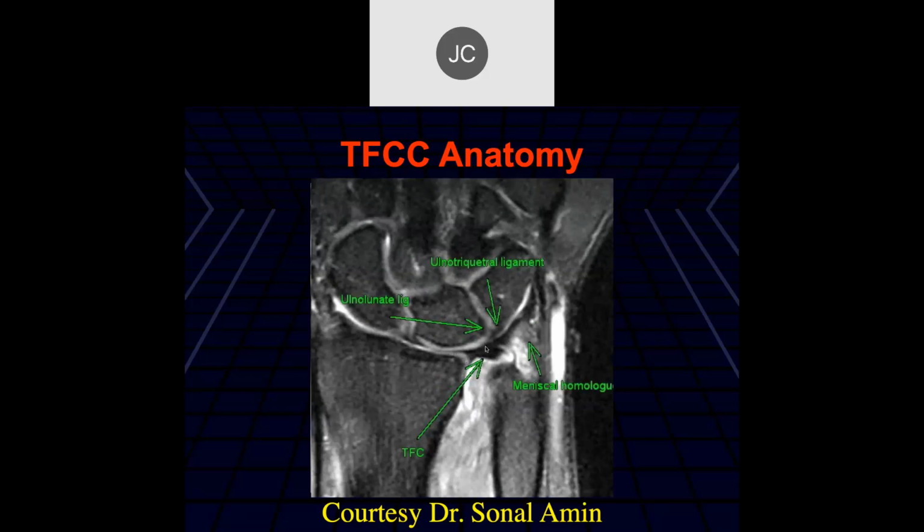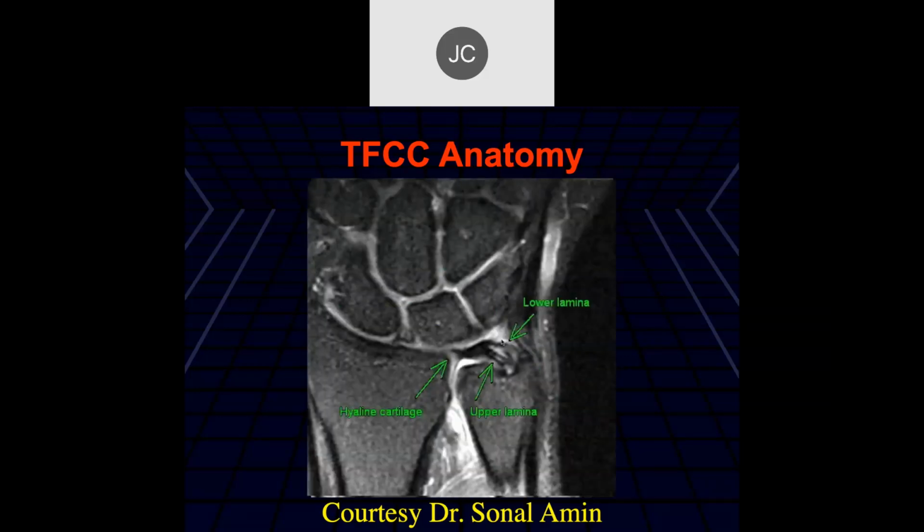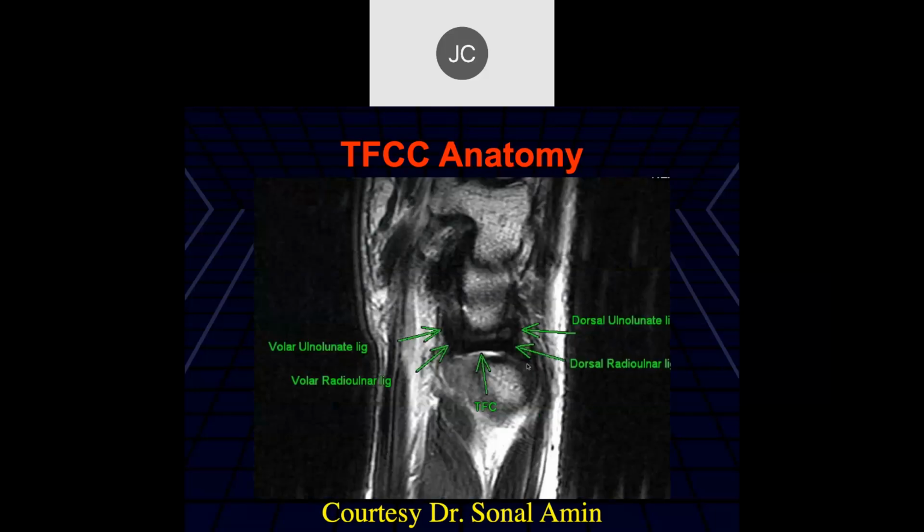There you can see the articular cartilage and the attachment of the triangular fibrocartilage to the articular cartilage. Here we can better see the ulnar triquetral ligament extending here, the meniscal homologue coming up through here, and we're not quite to the point where we can see the upper and lower lamina. And then here we can see more midline as far as the disc is concerned. There is hyaline cartilage where it attaches to the radius, and then we have the lower and upper lamina at their attachments to the ulnar styloid and fovea.